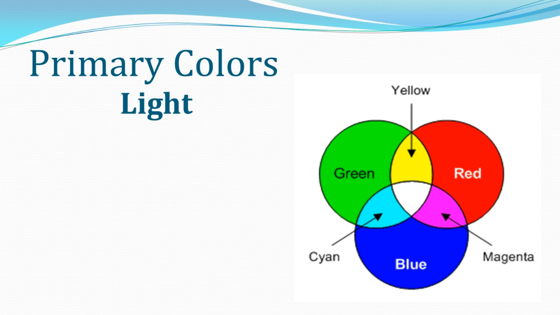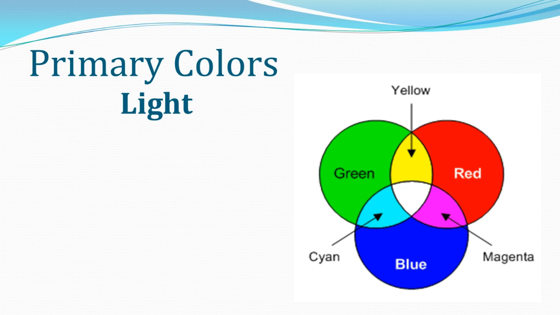Light typically has three primary colors: red, green, and blue. Combining those colors, we can get different variations. Green and red light make yellow. Blue and green light make cyan light. Red and blue make magenta light.